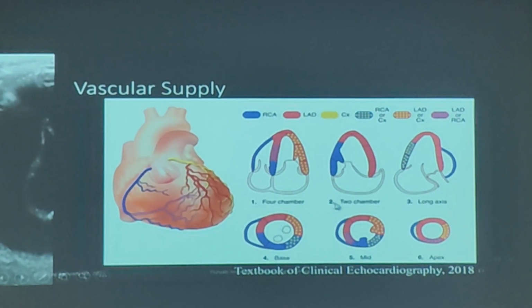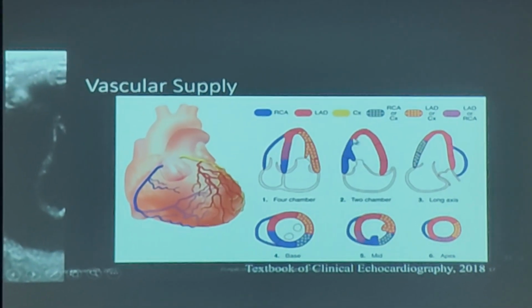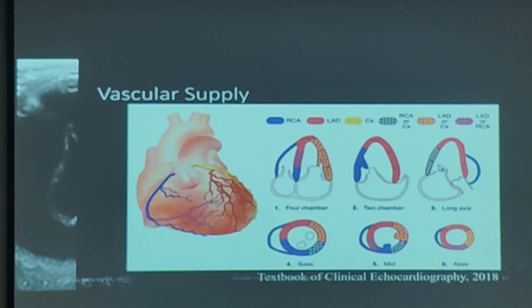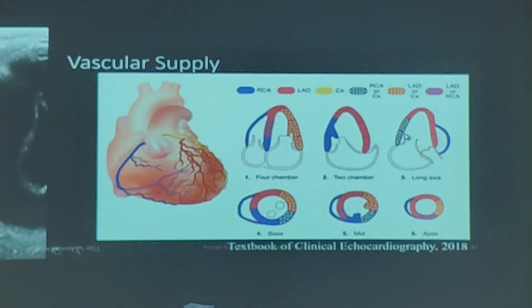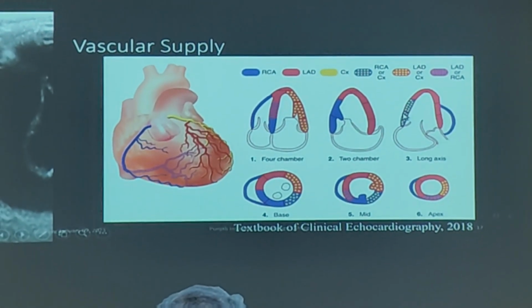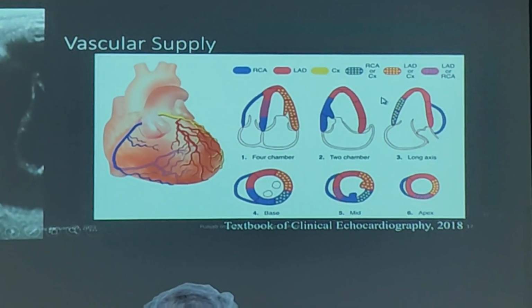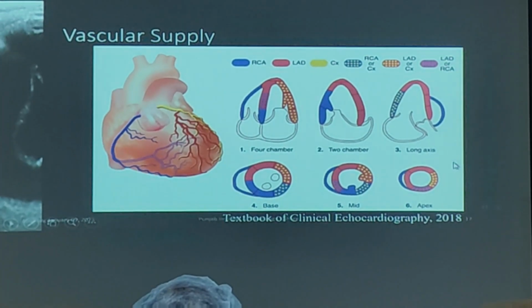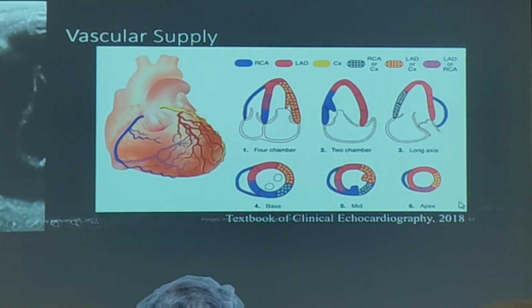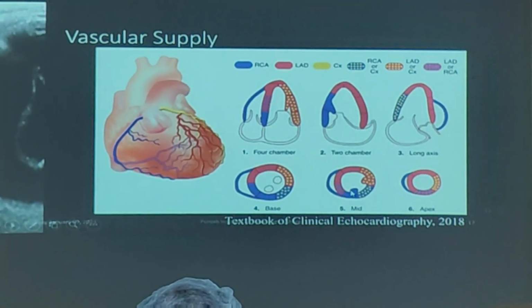In the 2-chamber view, this is the RCA, and this will be entirely LAD. And of course this is again RCA and circumflex, and this is the LAD, and this is the RCA. And these are the short axis views: the apical view, the mid view, and the base view.